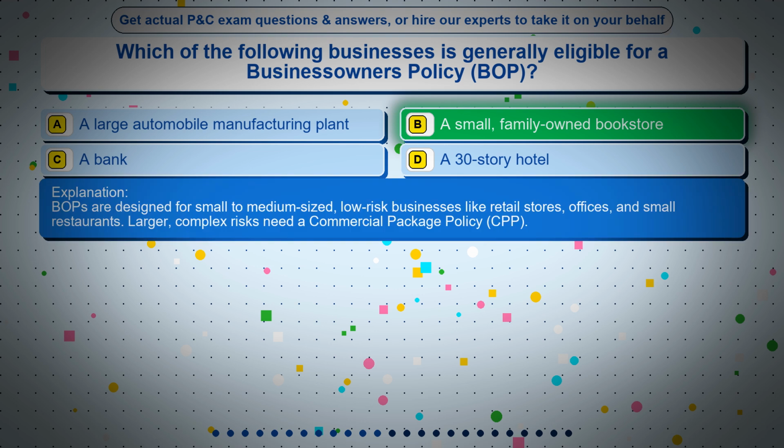BOPs are designed for small to medium-sized, low-risk businesses like retail stores, offices, and small restaurants. Larger, complex risks need a commercial package policy, CPP.